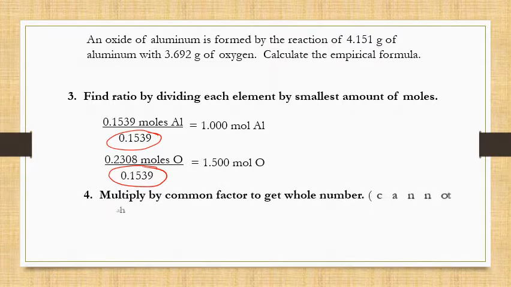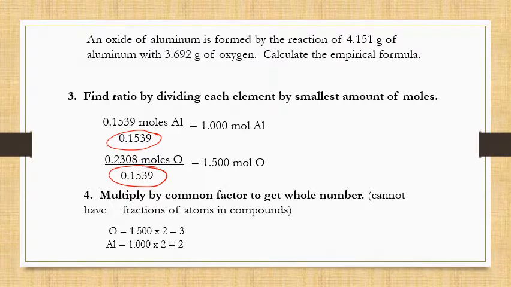Okay, so now you've got to multiply by a common factor to get a whole number because you cannot have halves of atoms in compounds. So here the common factor would be multiplying by 2. Oxygen would be 3 and aluminium would become 2. So the formula, therefore, is Al2O3, aluminium oxide, which is indeed what we see.